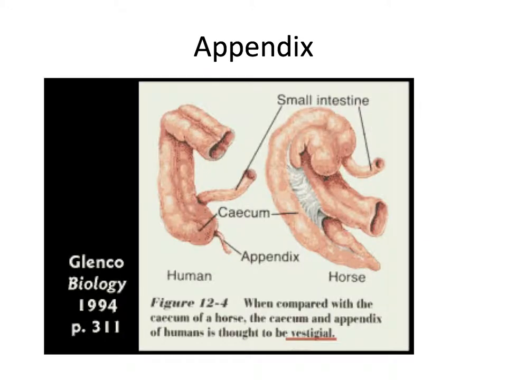Here is an example of a vestigial structure. This is the human appendix, which we don't really use for a whole lot anymore. It's kind of just left over. In the past, you can see the appendix of a horse. You can see it's much stronger, and that appendix probably helped the horse digest its food. Since our diet changed, we no longer need the appendix.